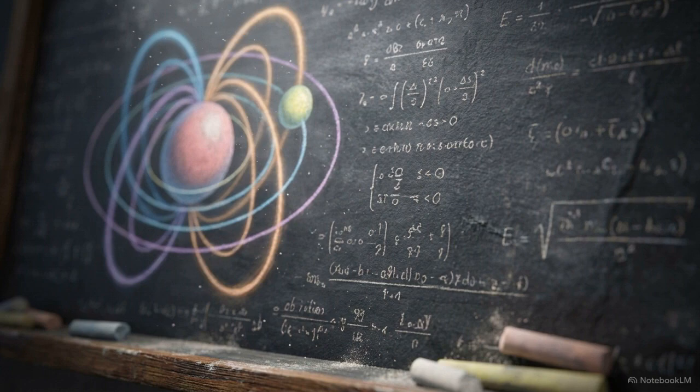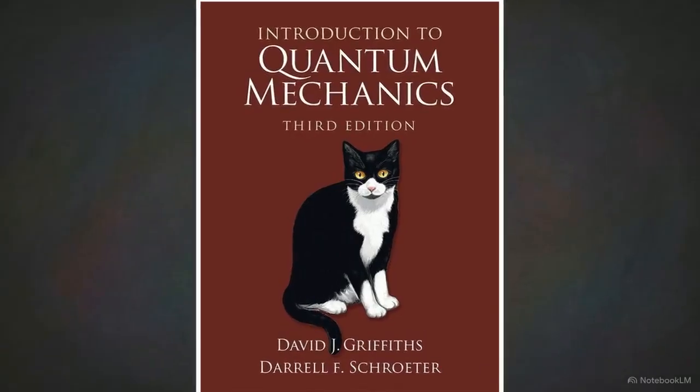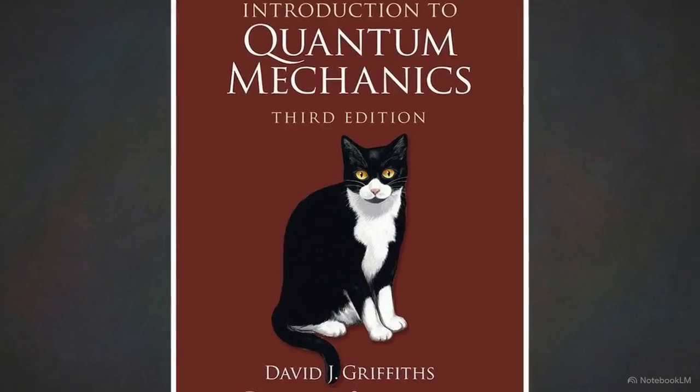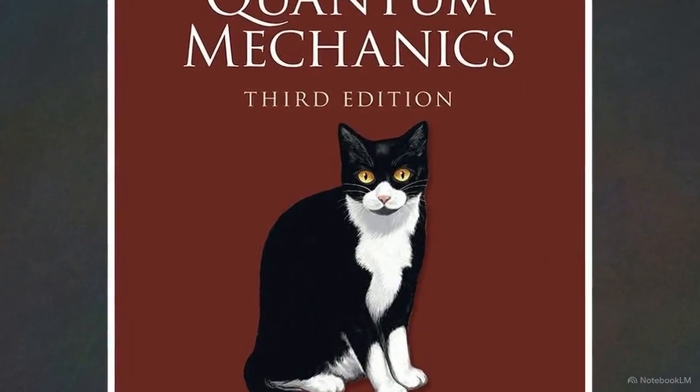To understand the fine structure of the hydrogen atom, we have to follow the math. We need to construct a rigorous, step-by-step mathematical derivation of exactly what is happening inside the atom. The formal structure for this derivation relies directly on the principles laid out in David Griffiths' Introduction to Quantum Mechanics.